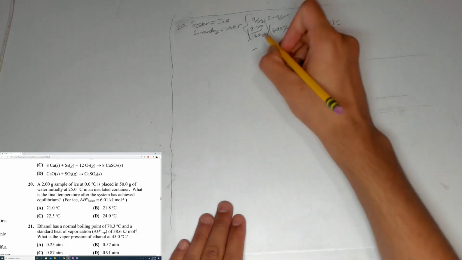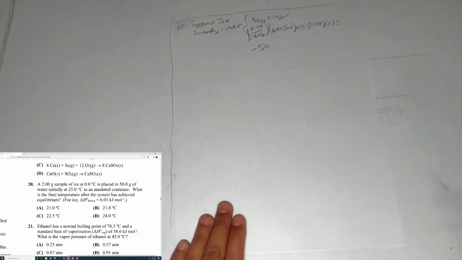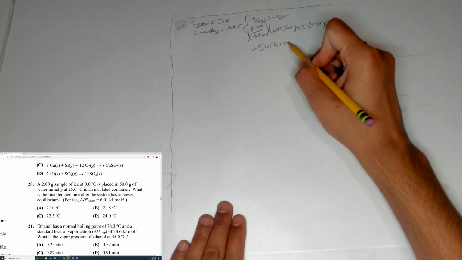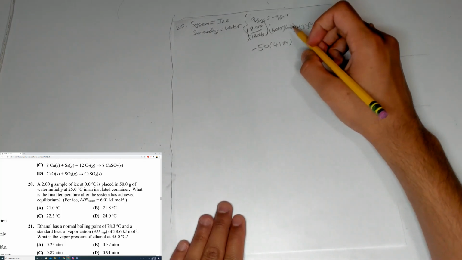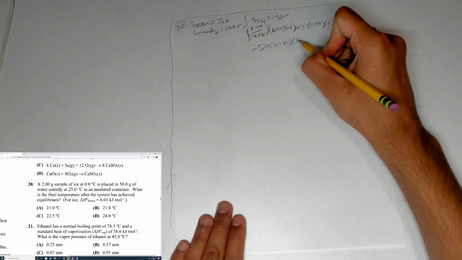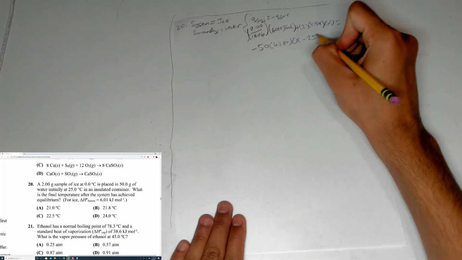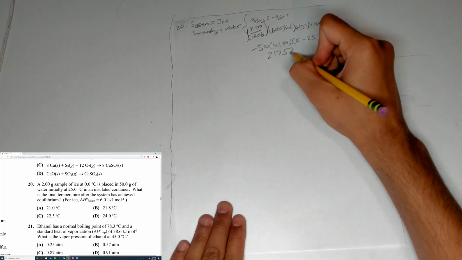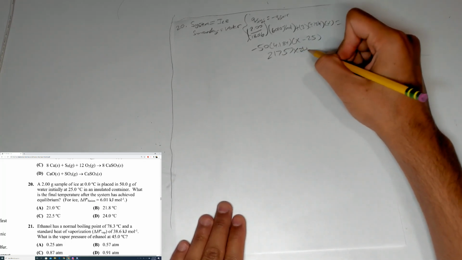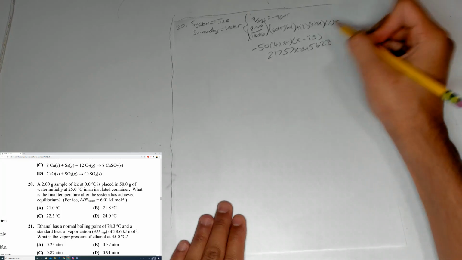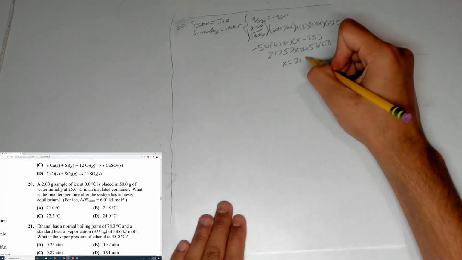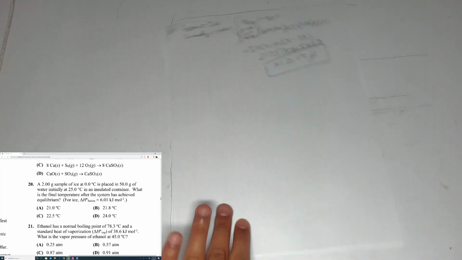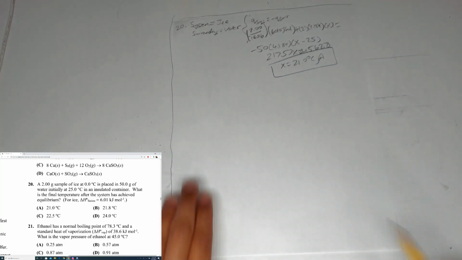You can calculate it by measuring the temperature change of water. So 50 grams of water times the heat capacity times X, the final temperature of water, minus the initial temperature of water. And then when you solve for X, the final temperature of the system when it reaches thermal equilibrium, X equals 21.0 Celsius, or A. Moving on.